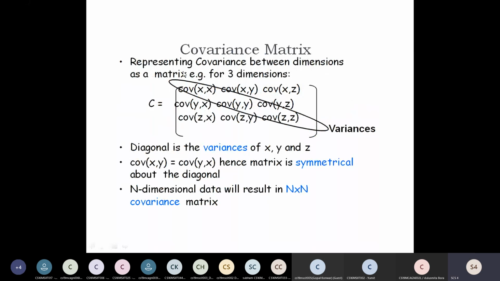Now, if we represent this with the help of a three-dimension matrix, you'll see covariance xx, covariance xy, covariance xz, covariance of yx, covariance of yy, covariance of yz, covariance of zx, covariance of zy, covariance of zz. Now, can you quickly answer from the last point that I told you, what will be the variances here? Which will give you the variances?